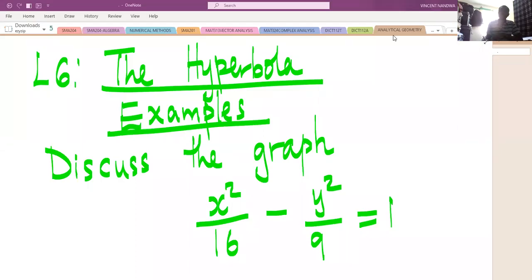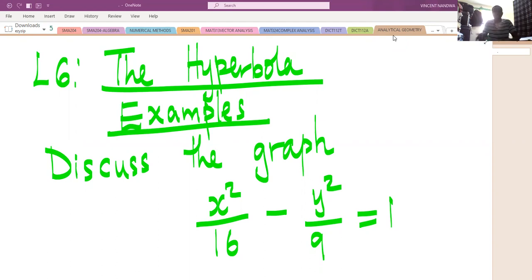So welcome to this class. In this session, we are going to give examples on how to solve problems involving hyperbolas. So the first question is to discuss the graph x squared over 16 minus y squared over 9 equals 1.